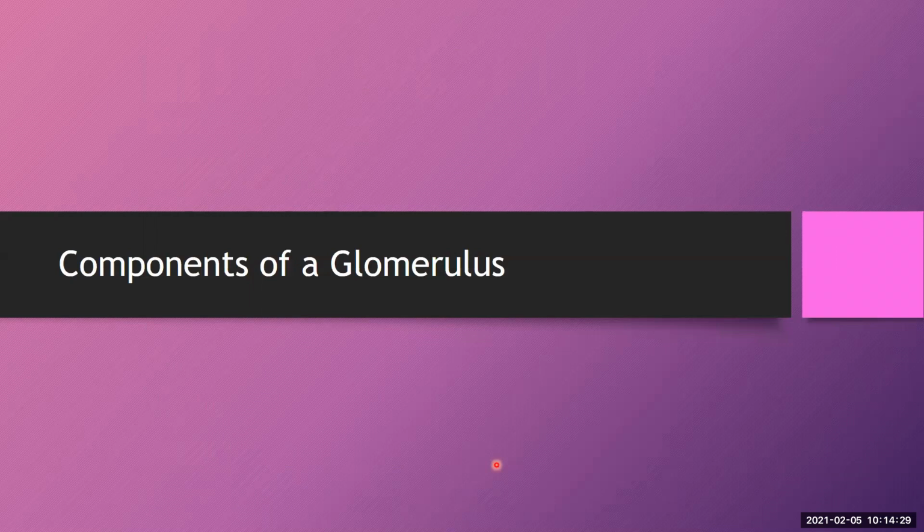Let's press pause for one moment on antibodies and autoimmunity, and then talk about the structure of a glomerulus, which is the functional part of the kidney.